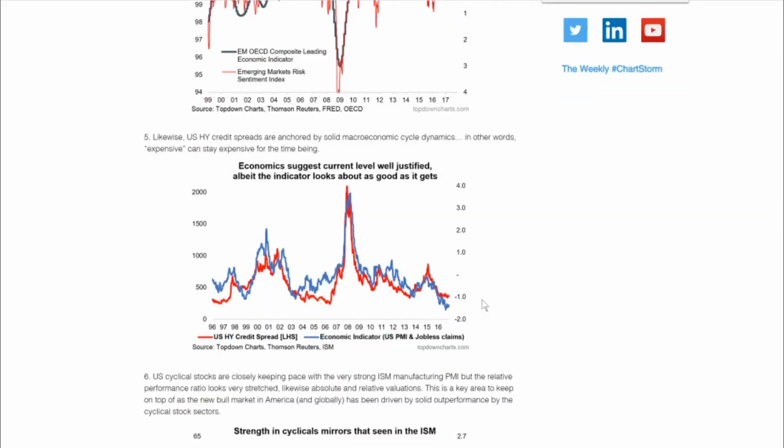Number 5, kind of a similar topic here. This is looking at US high yield credit spreads, which are in the red line, and it's comparing that against the economic cycle indicator here, which uses the manufacturing PMI and jobless claims. And the reason why you want to look at the economic cycle is that it lines up pretty well with what's happening in credit spreads, and there's a good reason for that.